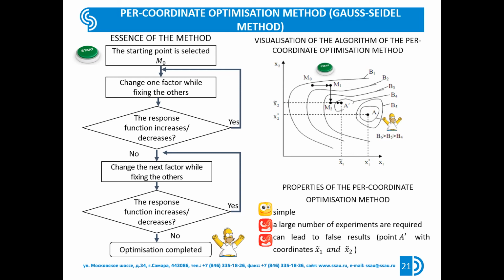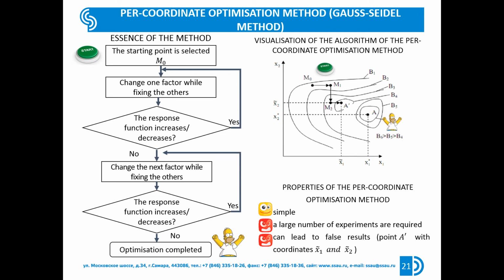The method of per-coordinate optimization is quite simple, but with a large number of factors it takes a considerable number of trials to determine the coordinates of the optimum of the response function. Besides, for some dependencies, y equals f of x1, x2 to xn, this method can lead to false results, reaching a local minimum.